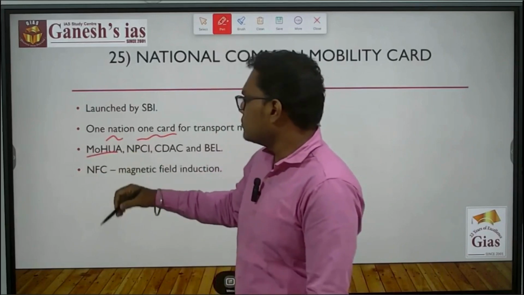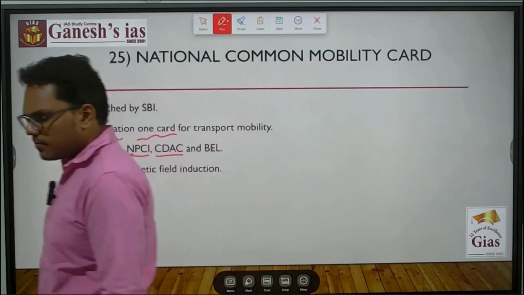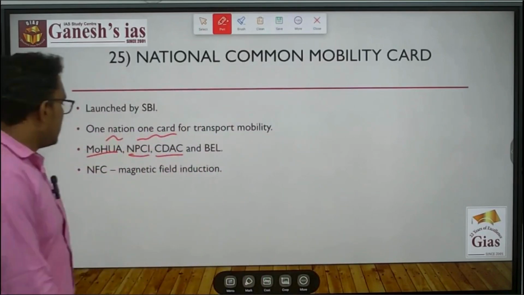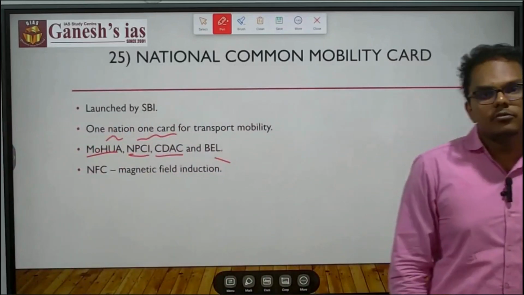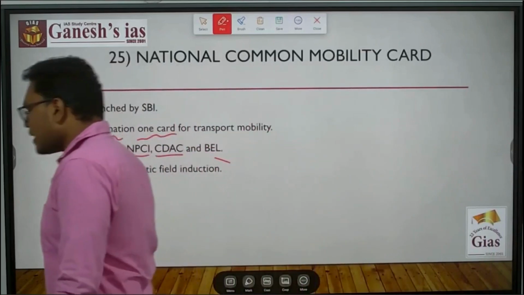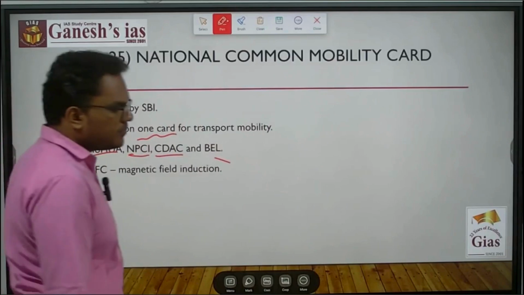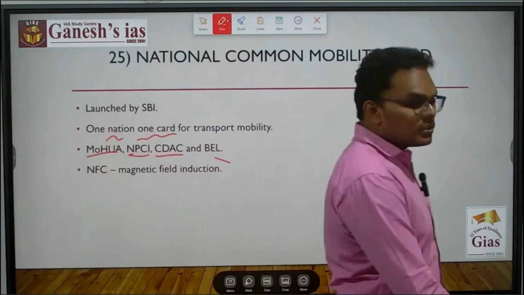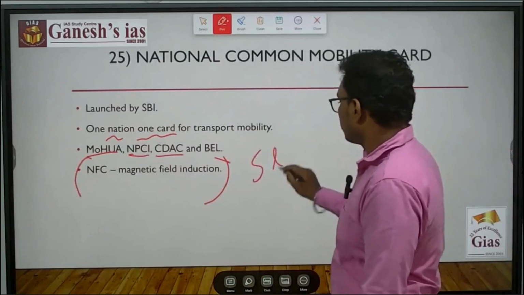collaboration between Ministry of Housing and Urban Affairs, National Payment Corporation of India, CDAC, Center for Development and Advanced Computing, and BEL, Bharat Electronics. And then your National Common Mobility Card uses near field communication, which uses magnetic field induction to recognize objects. So this is something very important from a science and technology point of view.